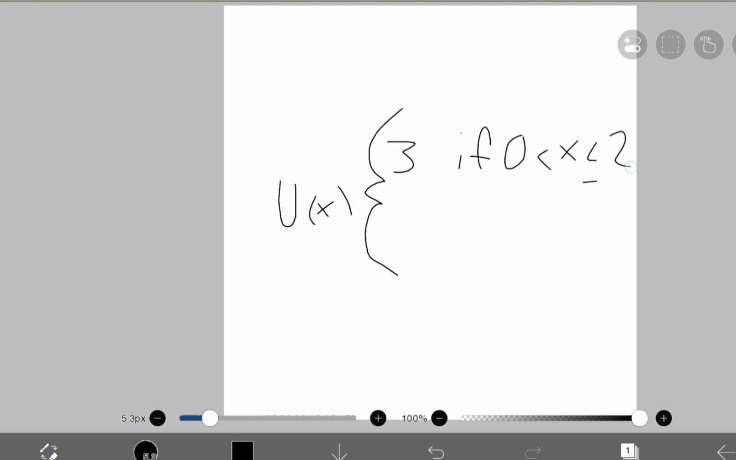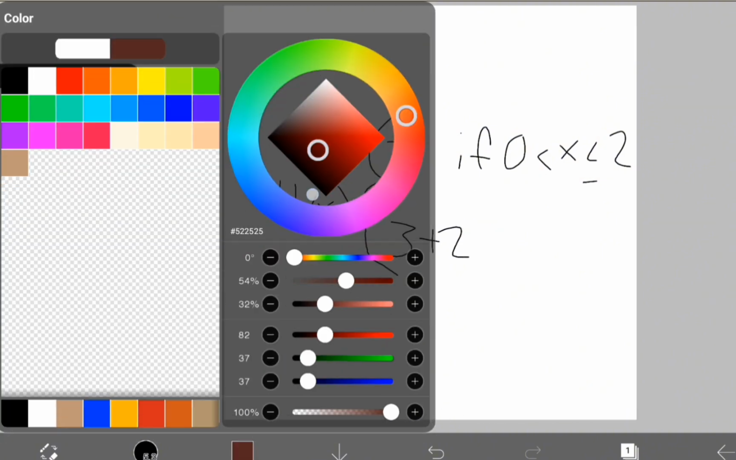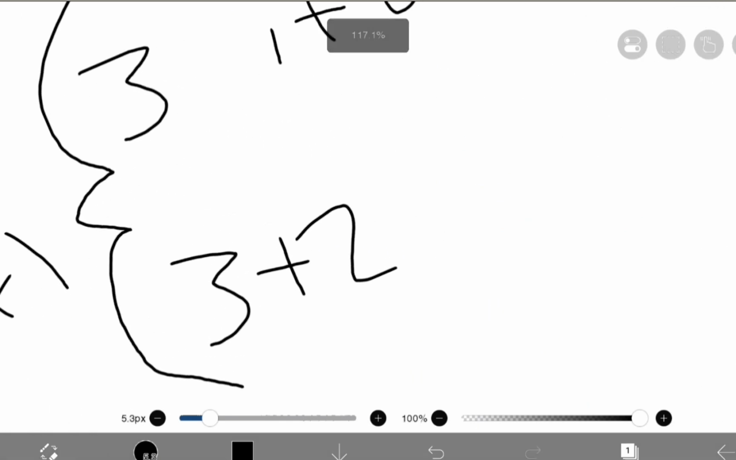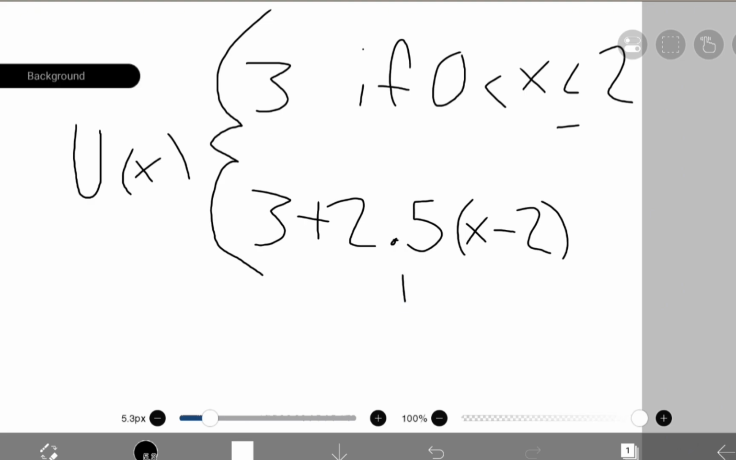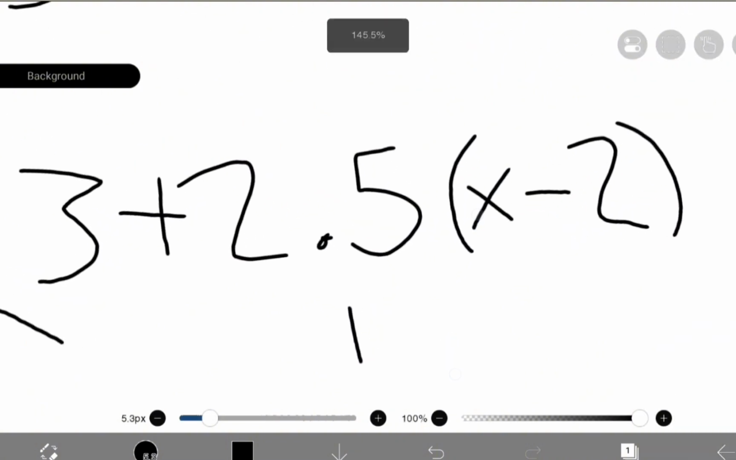Then the next piece is 3 plus 2.5, and in parentheses right beside it is x minus 2. That's only if x is more than 2. So, what I'm going to explain here is that every time a mile goes after 2, you're subtracting 2 from the miles that it has gone after. So, for example, 3 minus 2, 5 minus 2. And then you're going to multiply it by 2.5 and add it to the original base number, which is 3.